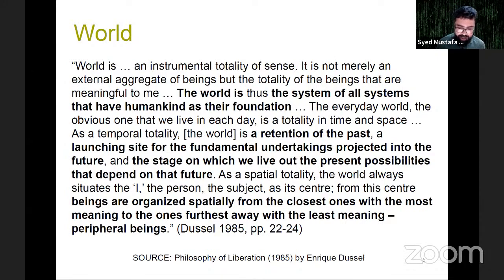Crucially, Dussel goes on to state that, and I quote, as a temporal totality, the world is a retention of the past, a launching site for the fundamental undertakings projected into the future, and the stage on which we live out the present possibilities that depend on that future. As a spatial totality, the world always situates the I, the person, the subject, at its center. From this center, beings are organized spatially from the closest ones with the most meaning to the ones furthest away with the least meaning. In other words, peripheral beings.